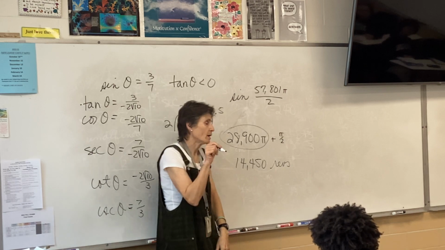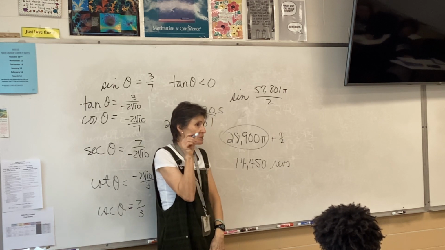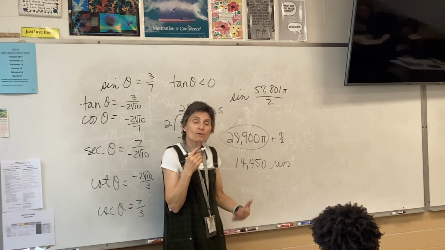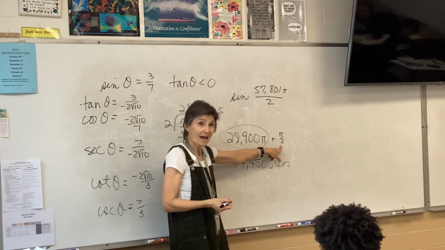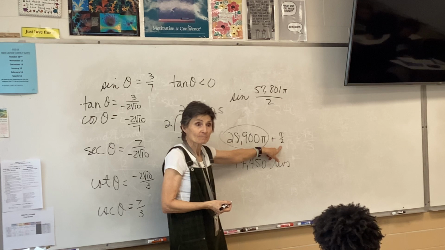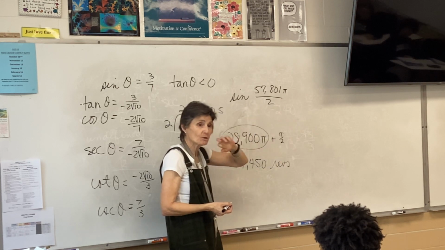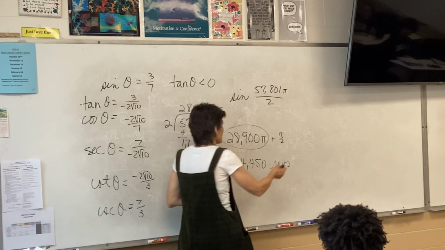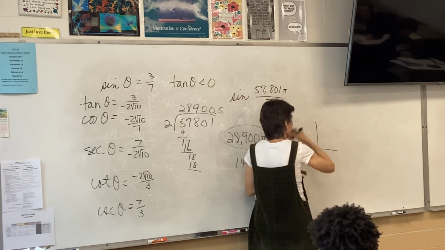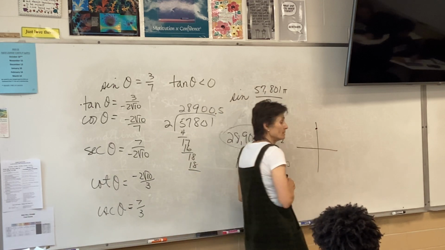What does that do when I draw it? Cancels. Just spins around, right, a whole bunch of times. The only part of this problem I really care about is that. What's pi over 2? So this angle, after all that spinning around, is right up here.